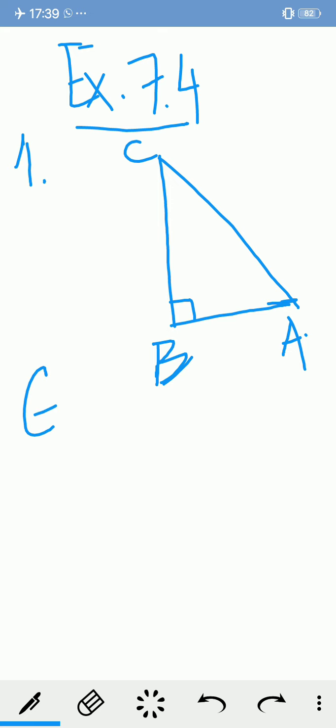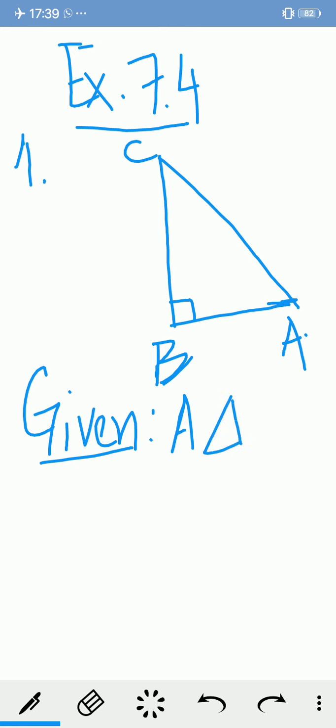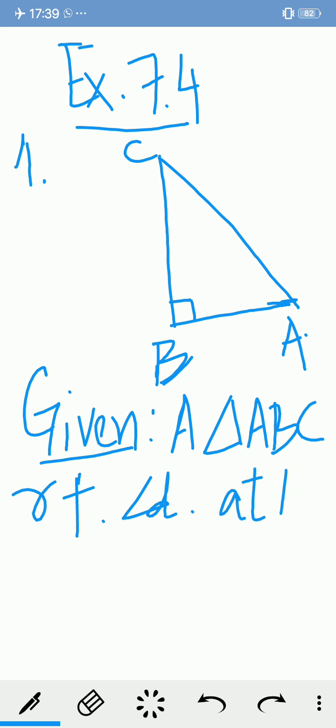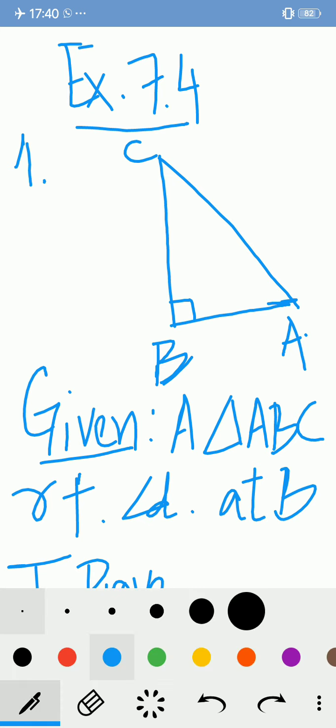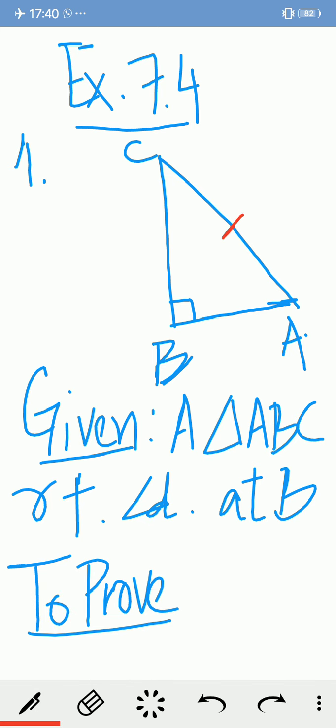So when I write given, what is given? A triangle ABC, right angled at B. This is given. What are we going to prove? We are going to prove that the hypotenuse is the longest side. You know that the side opposite to the right angle is the hypotenuse. That means in this case this side is the hypotenuse, which I mark with red.